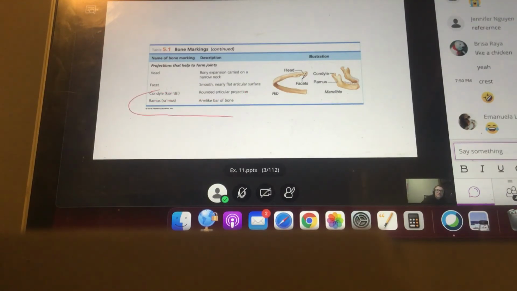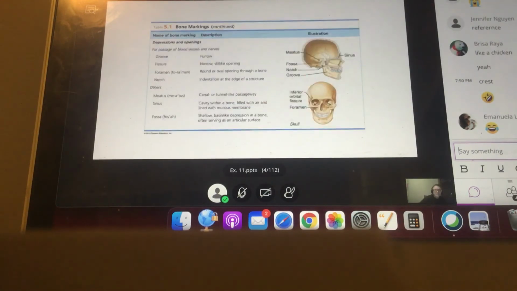And the ramus is literally like a bar, like you can hold on to it. This is the mandibular ramus here. So it's just a part that you can hold on to. There's a pubic ramus. There's an ischial ramus. It's just an area of the bone that's a little bit longer that you can grab onto, like a handlebar, right? Bar. All right. So that's basically it, okay?